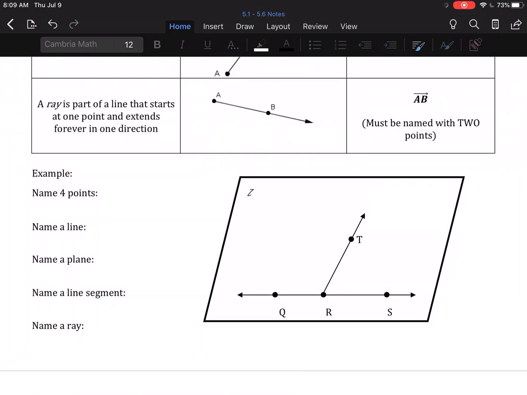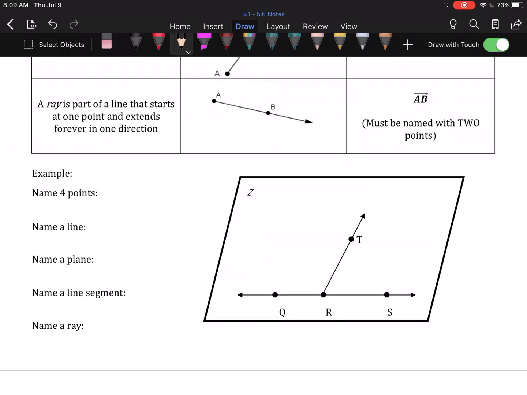So with this, you're going to have to identify some stuff. So name 4 points. Well, there's only 4 points on here. They're Q, R, S, and T. If you use capital letters, you don't have to write the word point. Capital letters are used to represent points. Lowercase letters we use for variables. So an uppercase letter in this situation, I will know you mean it's a point.